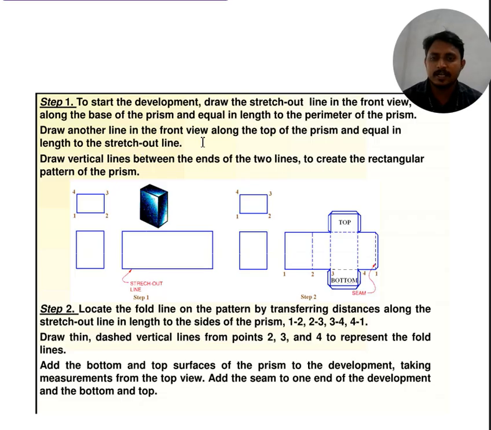First draw another line in the front view along the top of the prism. It is equal to the length of the stretch-out. So first you need to draw a front view and top view: the front view on the vertical plane and the top view on the horizontal plane. If you take a reference line at the middle, this is the stretch-out or perimeter of the surface. This is the initial position, and this is the extended second stage position, step 2.